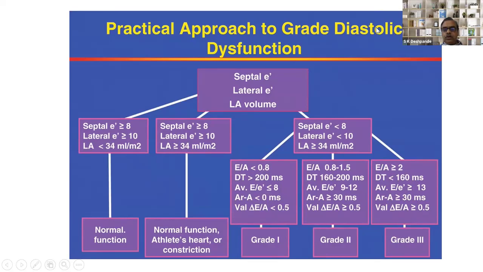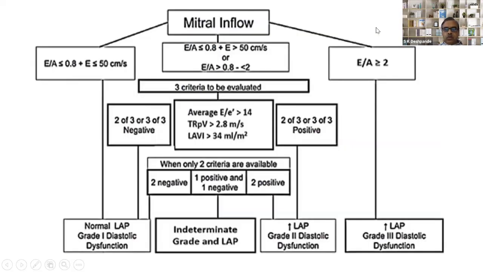There is a severe diastolic dysfunction. Now, recent guidelines tell us that we do the echo, and from the echo we can get the E/A ratio. If the E/A ratio is less than 0.8 and E velocity is less than 50 centimeters per second, there's a normal LA pressure. So grade 1 diastolic dysfunction, we can go ahead.